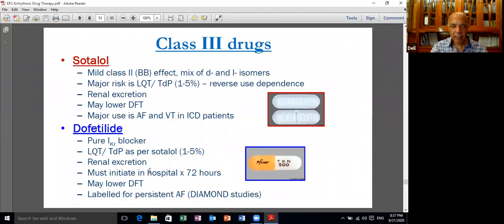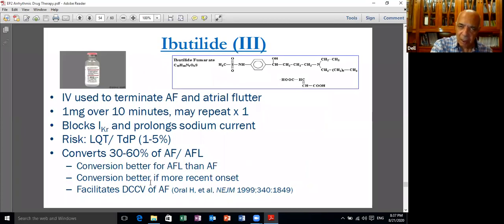Dofetilide is renally excreted. It should be initiated in the hospital by a protocol of 3 days. The patient remains in the hospital. It's labeled for persistent atrial fibrillation, and it lowers the defibrillation threshold. As I mentioned, class 3 except amiodarone diminishes the defibrillation threshold.